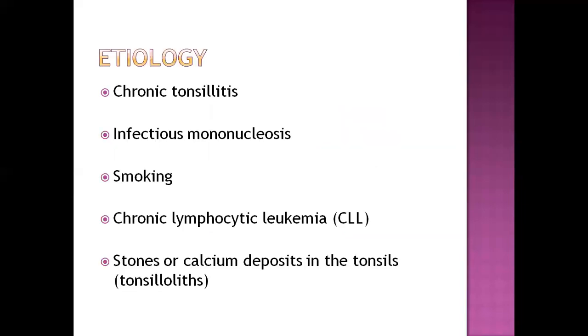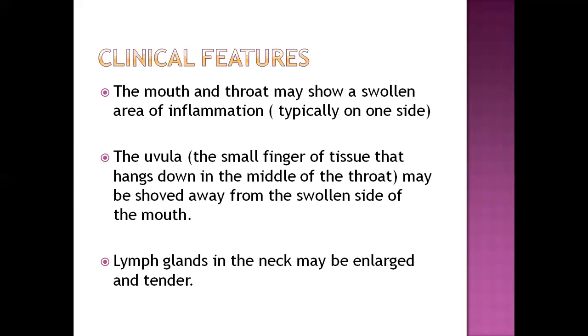Etiology can be chronic tonsillitis, infectious mononucleosis, smoking, chronic lymphocytic leukemia, or stones deposited in the tonsils. Clinical features can be mouth and throat may show a swollen area of inflammation. Just like in the diagram, there might be a swollen area inside the mouth.